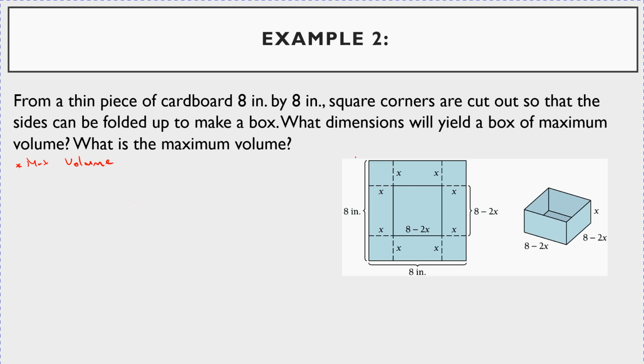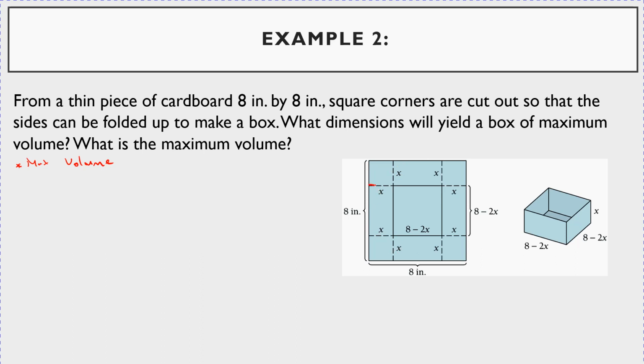All right, well, look here. So the first thing you have to do, and this is where it gets a little hard, is you have to find the picture for this. Okay, so you're going to start by drawing this cardboard that's a square cardboard because it's 8 inches by 8 inches. Okay, and then what you're going to do is you're going to cut square corners. And we don't know the length of these square corners. Okay, but every corner is going to be the same.